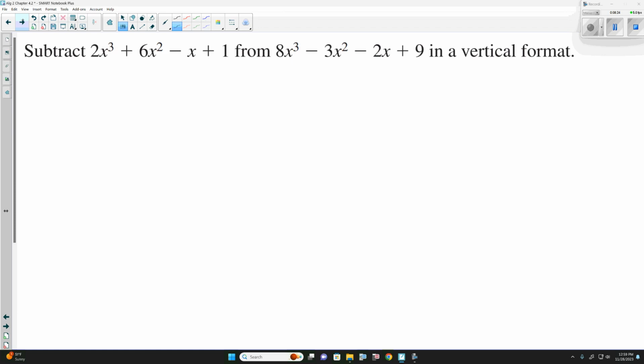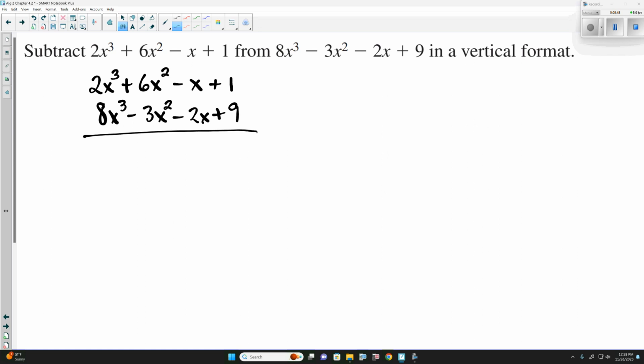Let's look at subtraction. With subtraction, we'll have the numerator, or the first one listed, first. So our 2x cubed plus 6x squared minus x plus 1 on top. On bottom, we'll have the 8x cubed minus 3x squared minus 2x plus 9. And for this problem, we want to subtract.